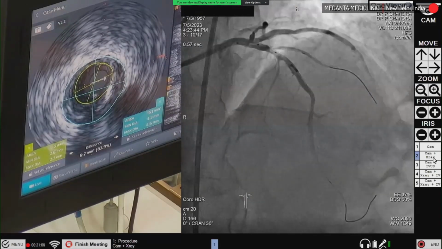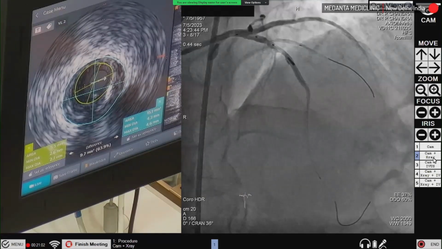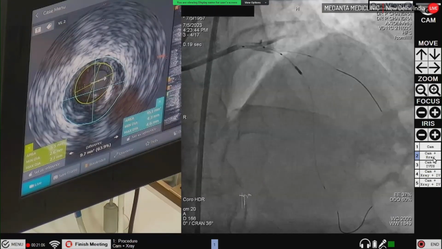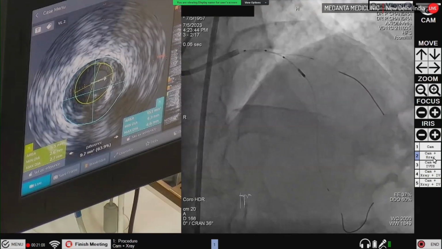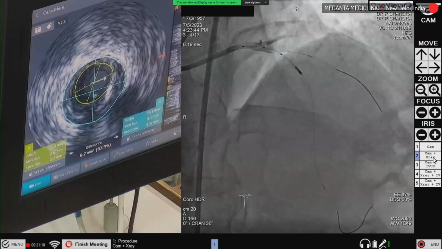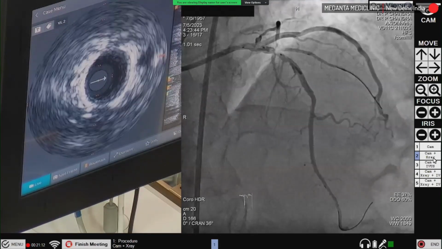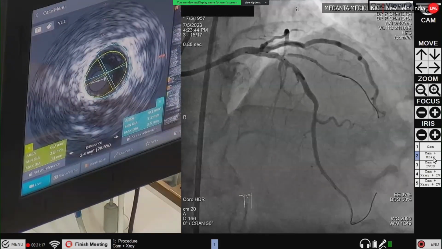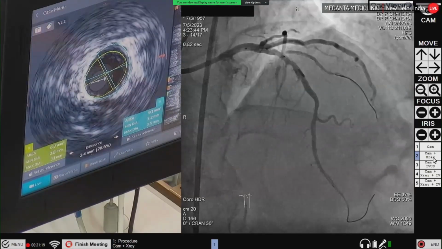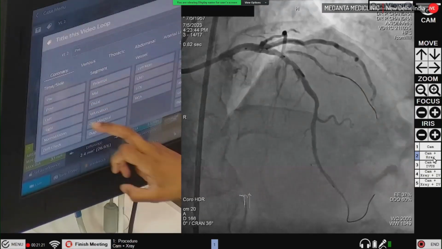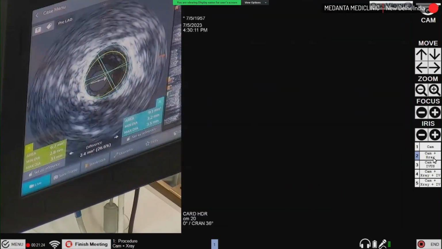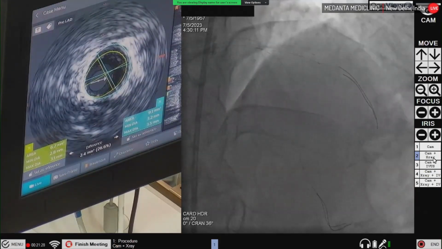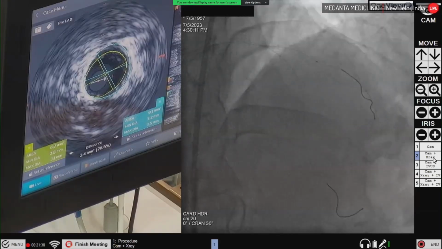If you look at this image, we have to treat this as a bifurcation now. Since this diagonal is not too big, our plan is to do cutting ballooning first of the diagonal and the LAD, because it is a fibrocalcific lesion, and not do a shock wave. If required, we will do a shock wave. Otherwise we can avoid it, because the calcium is very thin and generally responds quite well to a cutting balloon like Wolverine.